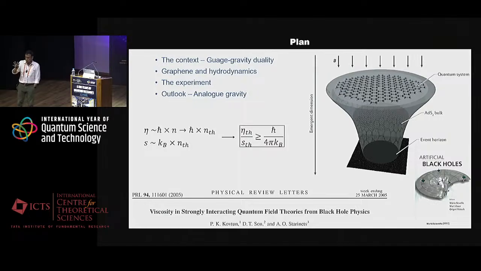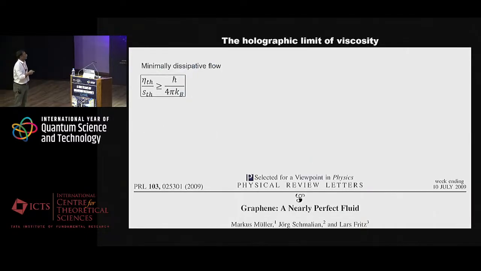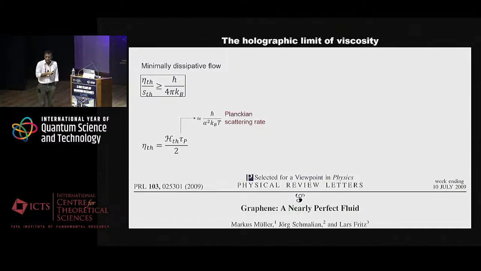This is just to show that in some limit, the viscosity divided by the entropy would lead to what you call the holographic limit, given by the h bar by k_B ratio, which is the minimum viscosity that a quantum fluid can have. That's the goal. So can we measure this in our systems? This is the minimally dissipative flow. How do we calculate this?